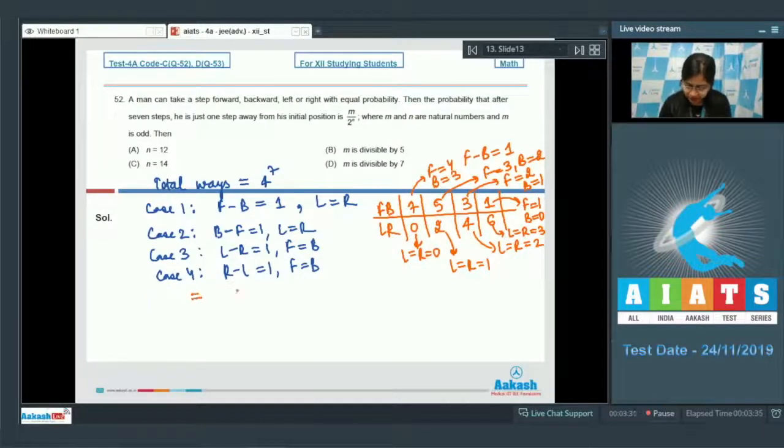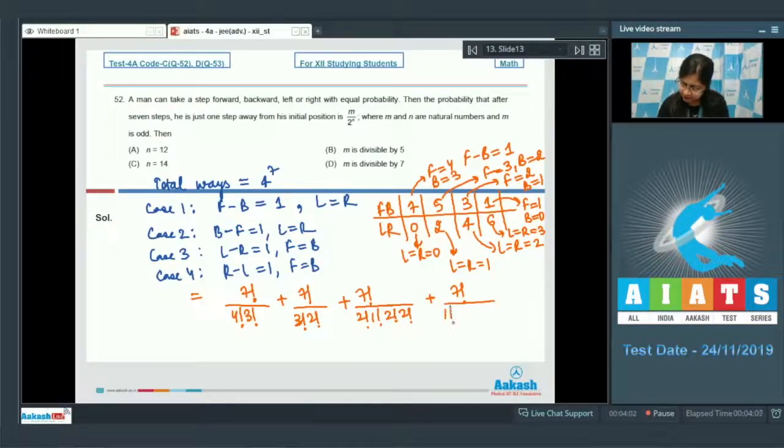So the number of ways will be equal to 7 factorial divided by 4 factorial, 3 factorial, 0 factorial, 0 factorial, plus 7 factorial divided by 3 factorial, 2 factorial, 1 factorial, 1 factorial, plus 7 factorial divided by 2 factorial, 1 factorial, 2 factorial, 2 factorial, plus 7 factorial divided by 1 factorial, 0 factorial, 3 factorial, 3 factorial, right? Now as we have 4 cases here in the similar manner, it will be multiplied with 4. So these are the number of favorable cases.